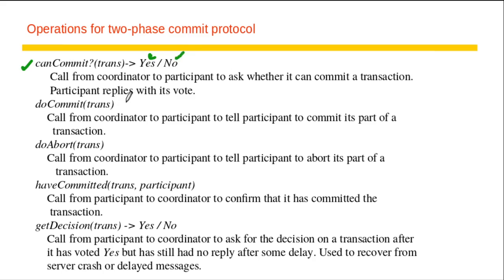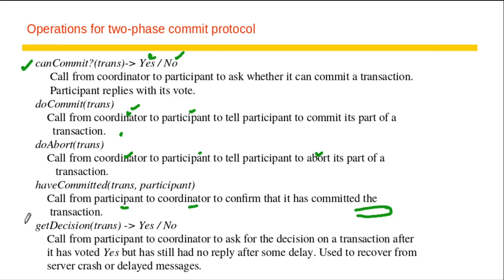Okay, do commit is another command which will be issued by a coordinator to the participant to tell these participants that now you should commit your part of transaction. Do abort is another command, which will be issued by the coordinator to participant to tell that there was some problem and now you should abort the part of transaction you have completed. Have committed is a message which will be sent by the participant to the coordinator that we have already committed the transaction. Means definitely they will commit after receiving the do commit message.